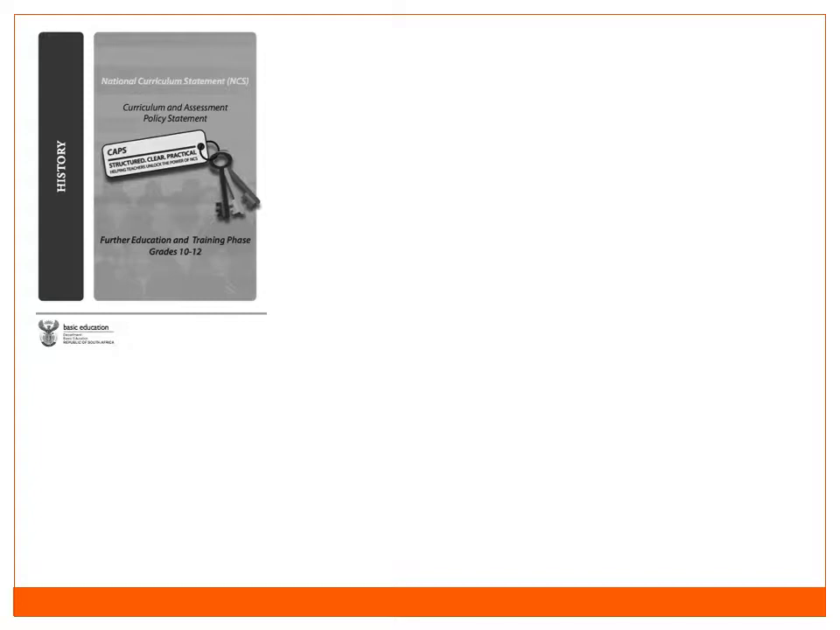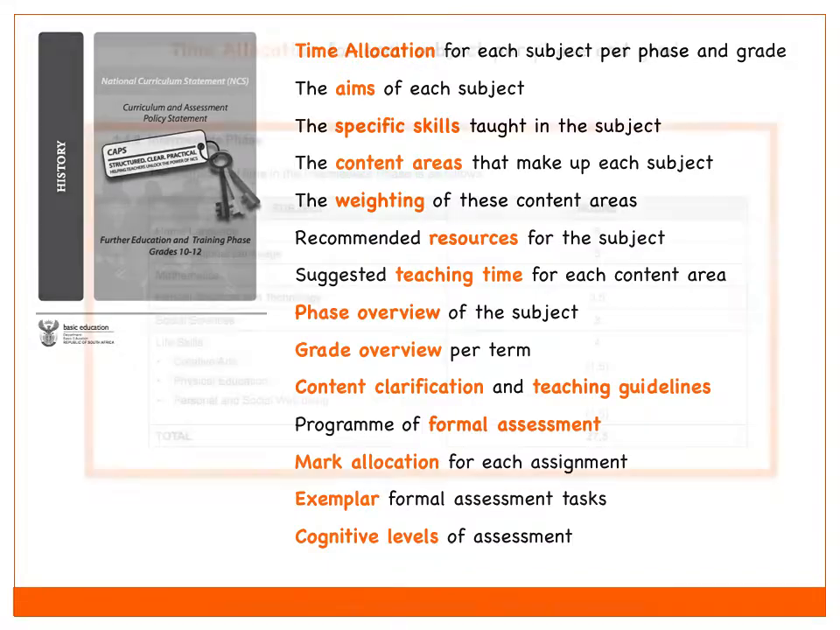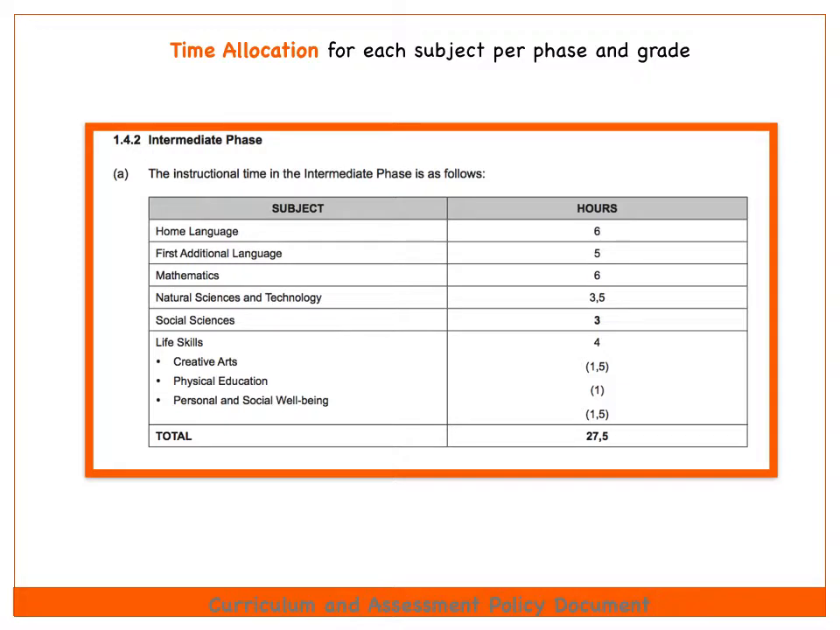Now the example here is history, but this goes for all the policy documents in every grade and every subject. There's a whole list of information that the policy document provides to you for planning to enable you to plan successfully and to teach your lessons. I'm going to go through each of these individually fairly quickly, but just know that they are in your policy document that you can look at for your individual subject and grade. The first is time allocation. Every policy document tells you how much time or hours you should be spending per week on each subject.